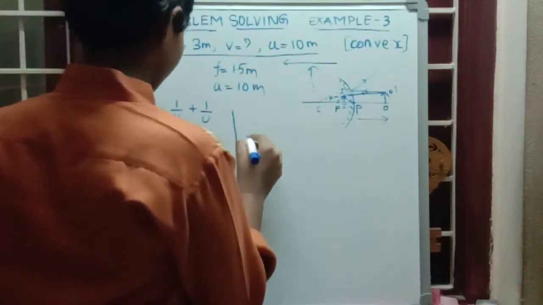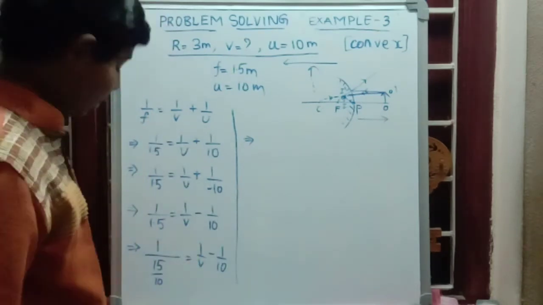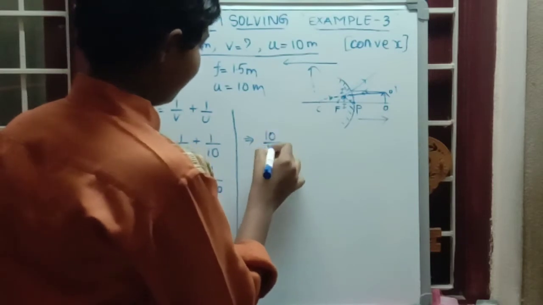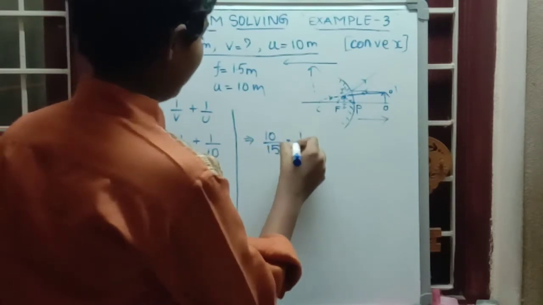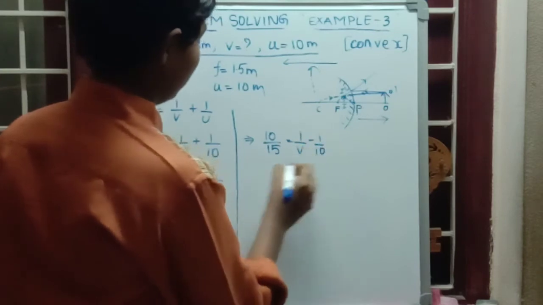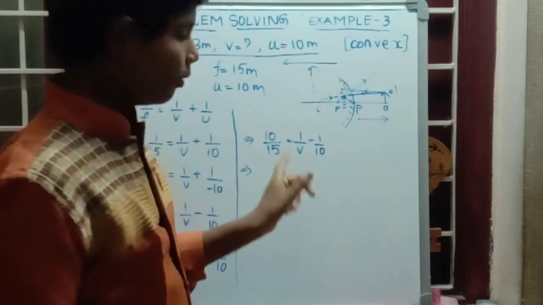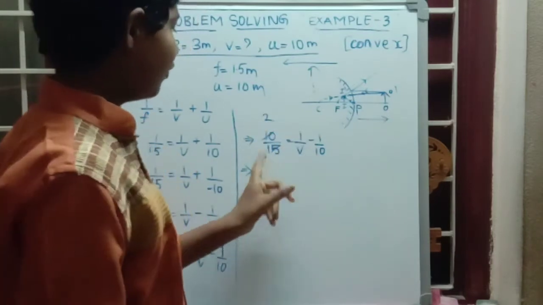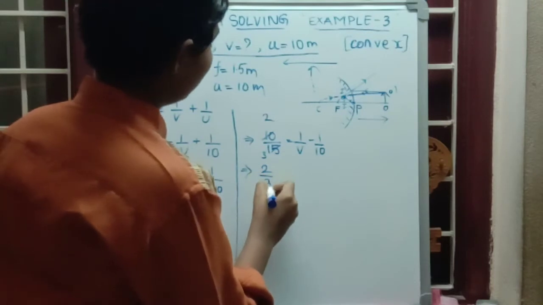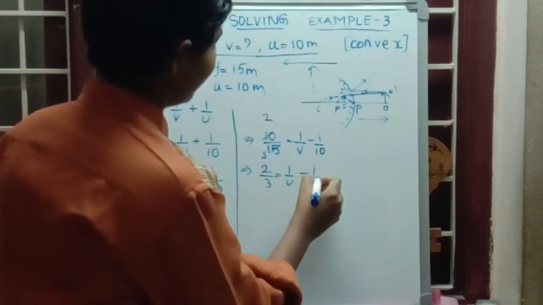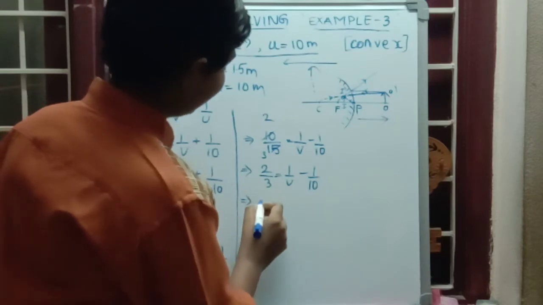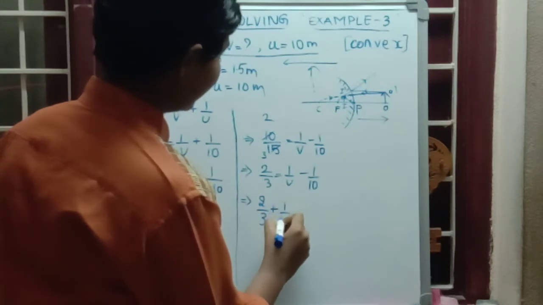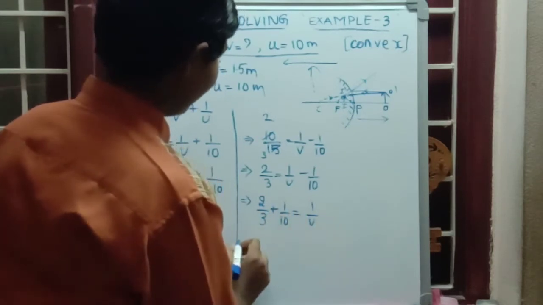So 10 goes up, 10 into 1. 10 by 15 is equals to 1 by V minus 1 by 10. 10 by 15: 5 threes are 15, 5 twos are 10, so cancelling gives 2 by 3 is equals to 1 by V minus 1 by 10. 2 by 3 let it be here. Minus 1 by 10 we send to this side: plus 1 by 10 is equals to 1 by V.